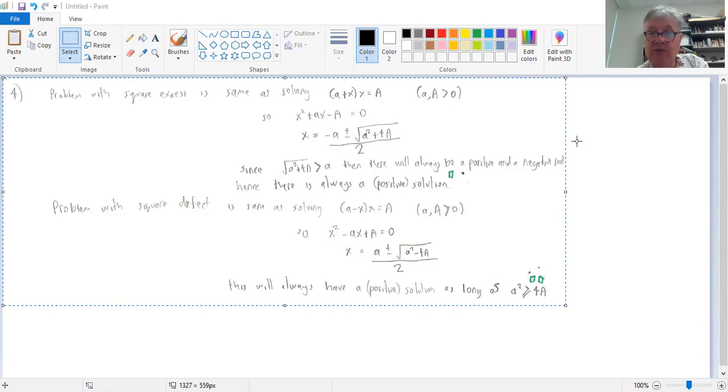Okay, if it's not negative, then there's always going to be a positive solution. In fact, there's going to be 2 positive solutions. But we need little a squared to be bigger than 4 times big A. Okay.